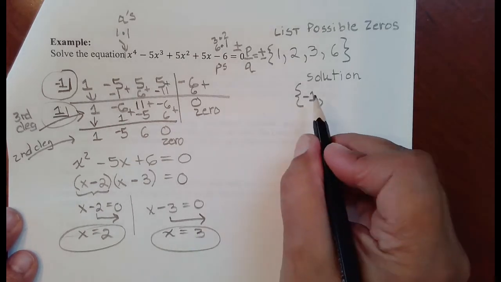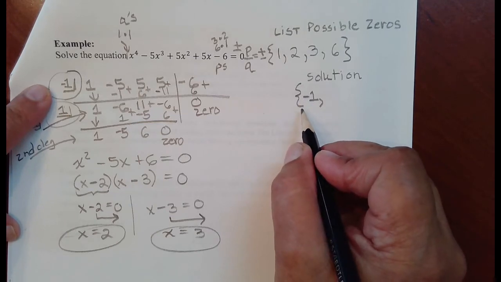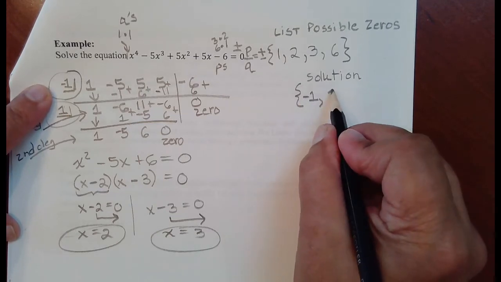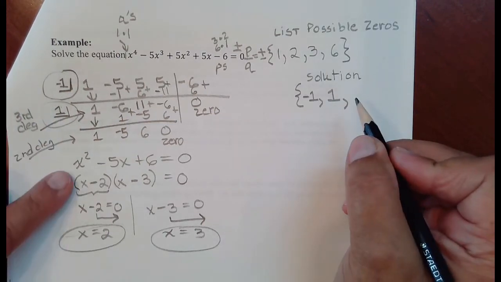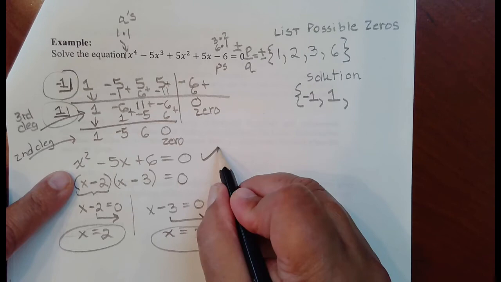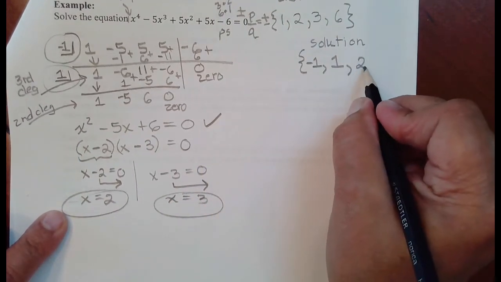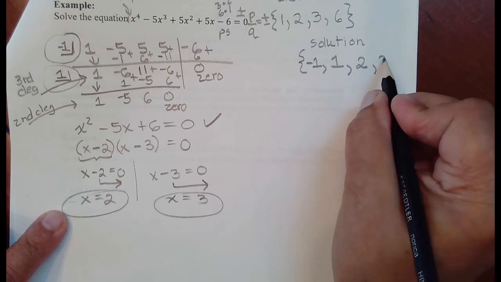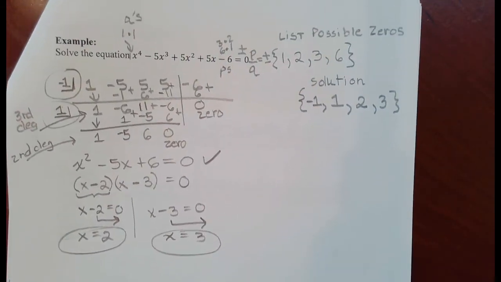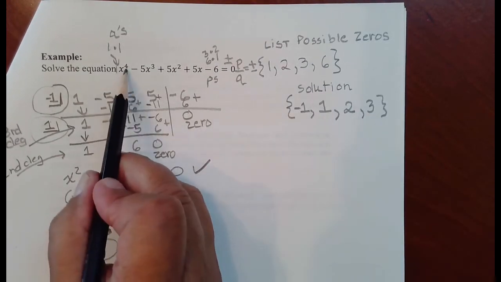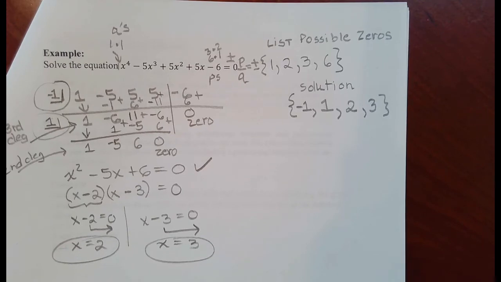Okay, so we found that negative 1 was an answer through synthetic division. We found out that positive 1 was an answer through synthetic division. By that point, we were at second degree right here, and we finished it with factoring. And we found out that our third answer was 2, and our fourth answer was 3. And those are the 4 solutions, verifying that it's fourth degree. 4 answers, they just all happen to be integers this time.